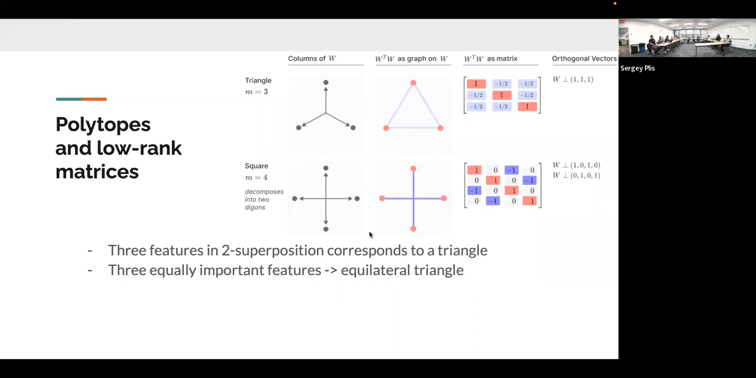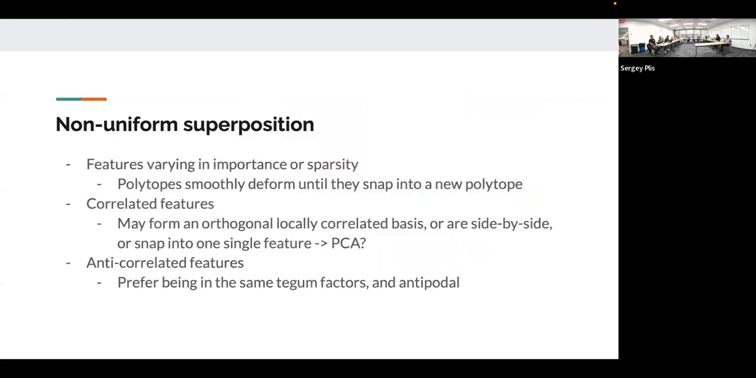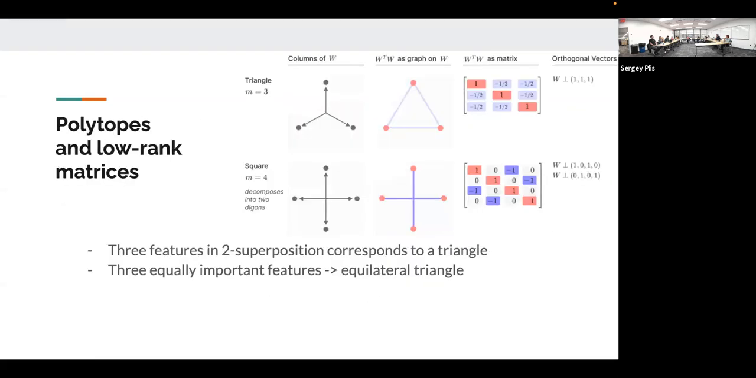To get a better idea of what polytopes are, if you want to do 3 features in a 2-dimensional superposition, that corresponds to a triangle. So this is a 2D space of 3 features, you would get a triangle. And if there are 3 equally important features, you get an equilateral triangle. That's kind of the way you should think about it. But again, symmetry is at play.